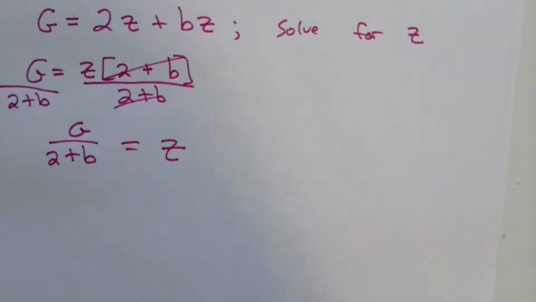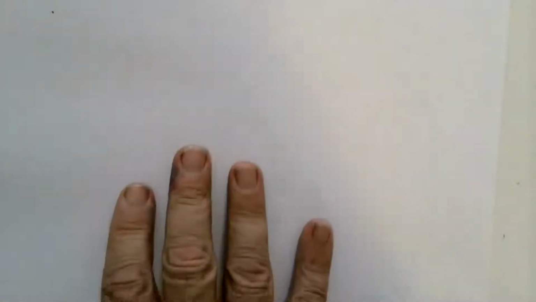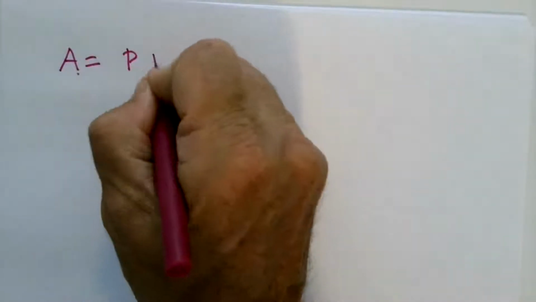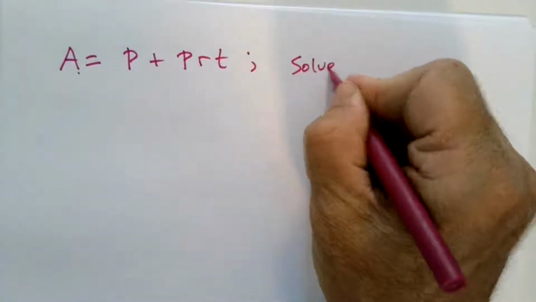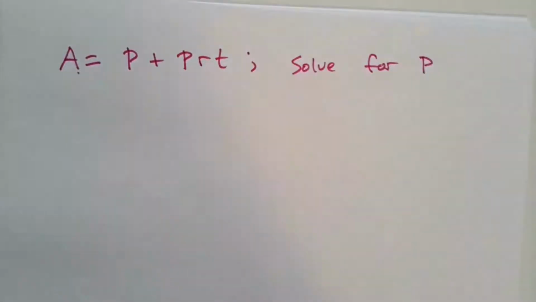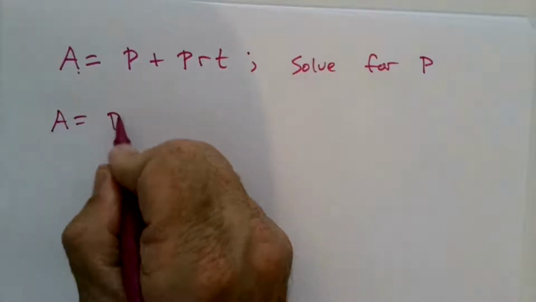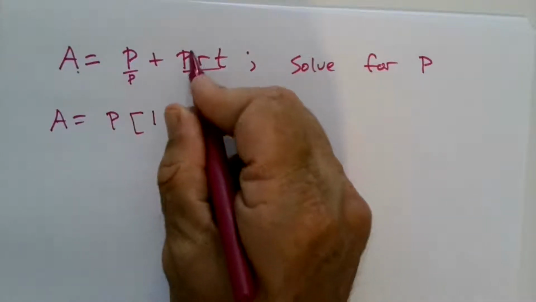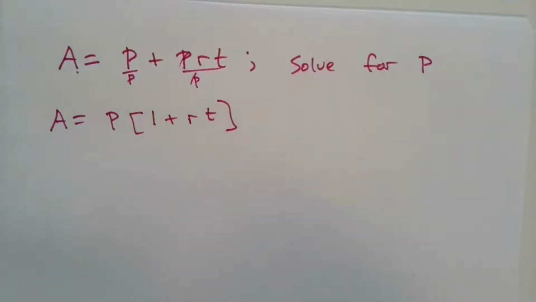And let me do one more like that. We'll take a look at this formula from economics. The amount of money you have is principal plus interest. So the amount of money you have, A, is P plus PRT. And our goal here is to solve for P. So we're going to factor out a P here. When I divide it out, what do I get? P divided by P is 1. PRT divided by P is RT. So I get A equals P times 1 plus RT.